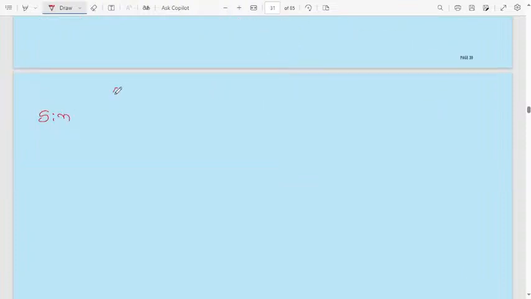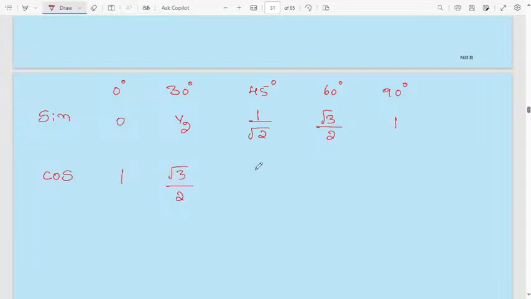Sine of 0 degree, 30 degree, 45 degree, 60 degree, and 90 degree. Sine 0 is 0, sine 30 is 1 by 2, sine 45 is 1 by root 2, sine 60 is root 3 by 2, and sine 90 is 1. Remember at least these. Then cos is the reverse of this: 1, root 3 by 2, 1 by root 2, 1 by 2, and 0.